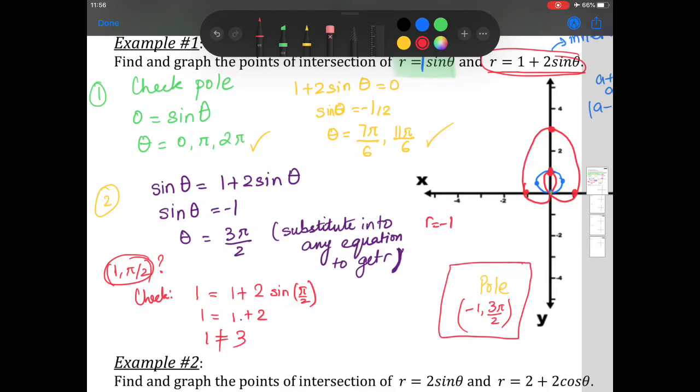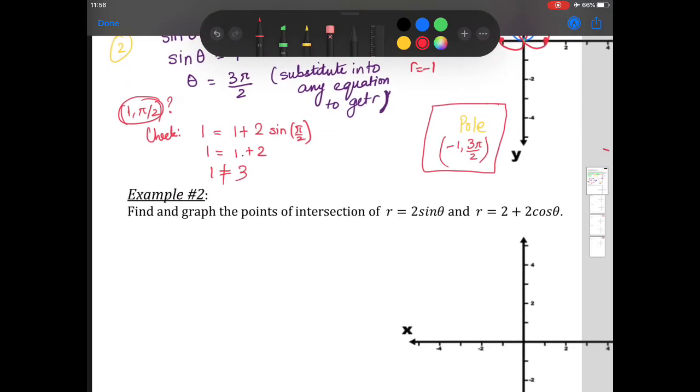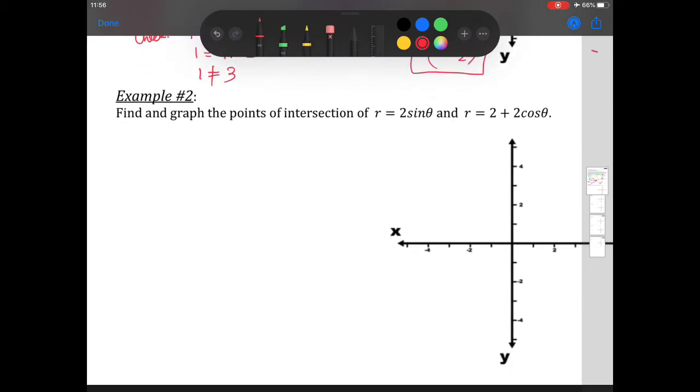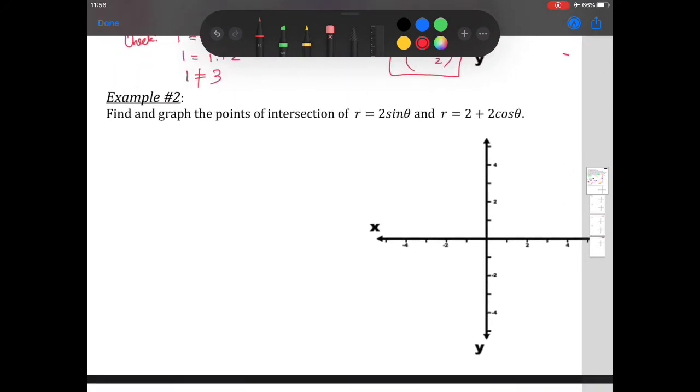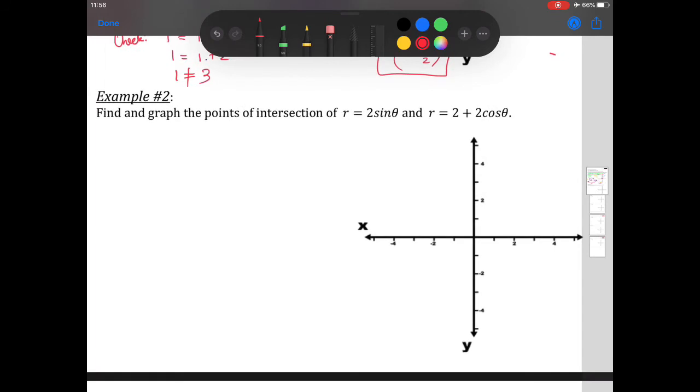Okay, so let's get started. Do example 2. If you want to pause the video and see how far you can get with the question, graph it using your calculator, and then we'll take it from there. So your first one, this is the equation of a circle, right? So I'm going to write circle here with a diameter of 2, means radius is 1, and the other one is a cardioid.